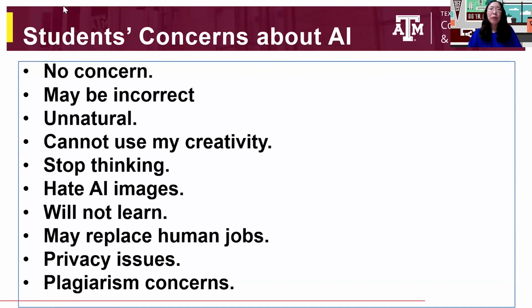And to the question if my students had concerns about AI, only one student responded they had no concern, but students had concerns such as that AI information may be incorrect or unnatural, or one student felt they could not use their creativity or they may stop thinking if they rely on AI. And one hated AI images. And also, one was concerned about privacy issues or prejudice concerns. And one was worried about replacing human jobs.